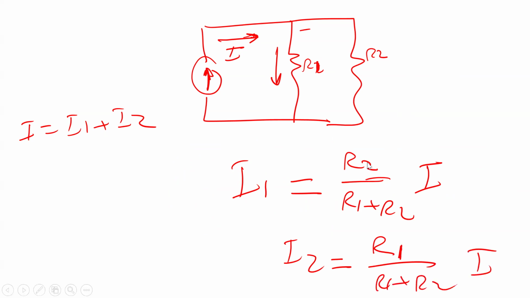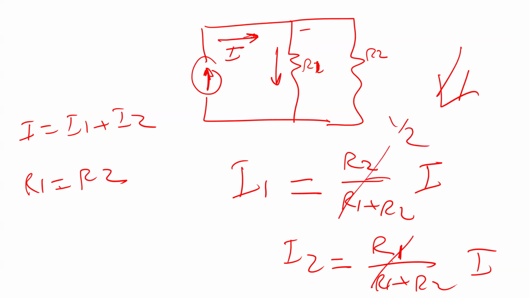Again, the current in this branch equals the ratio, which is the resistance of the other branch divided by the summation. This is what we call a current divider, where this current is going to be divided with this ratio. You can see that if R1 is equal to R2, this ratio is going to be half and half.